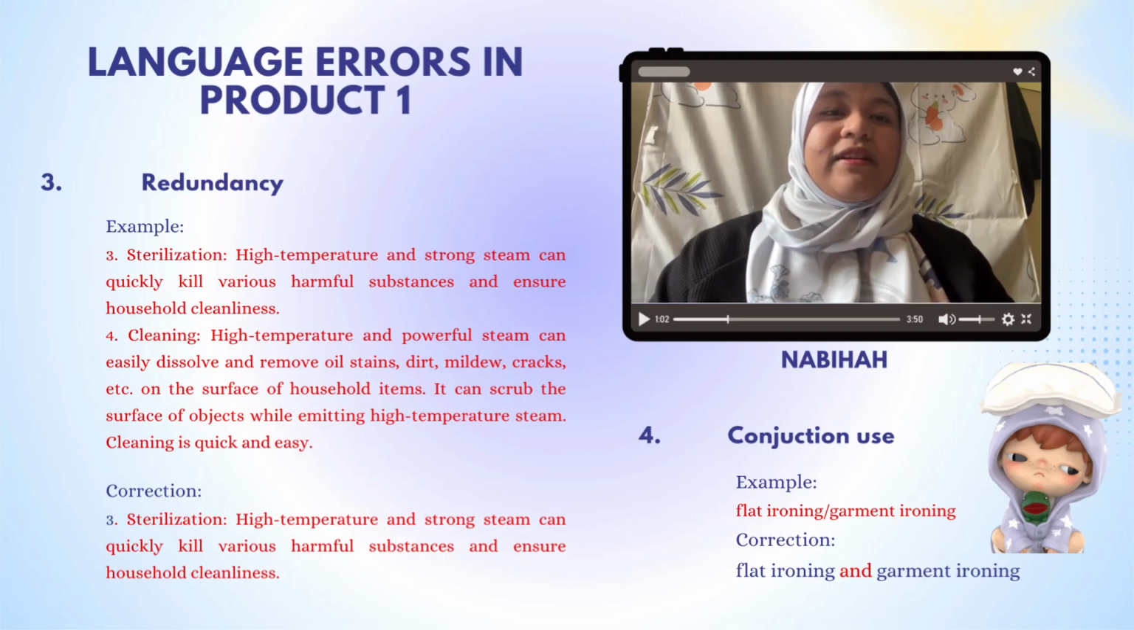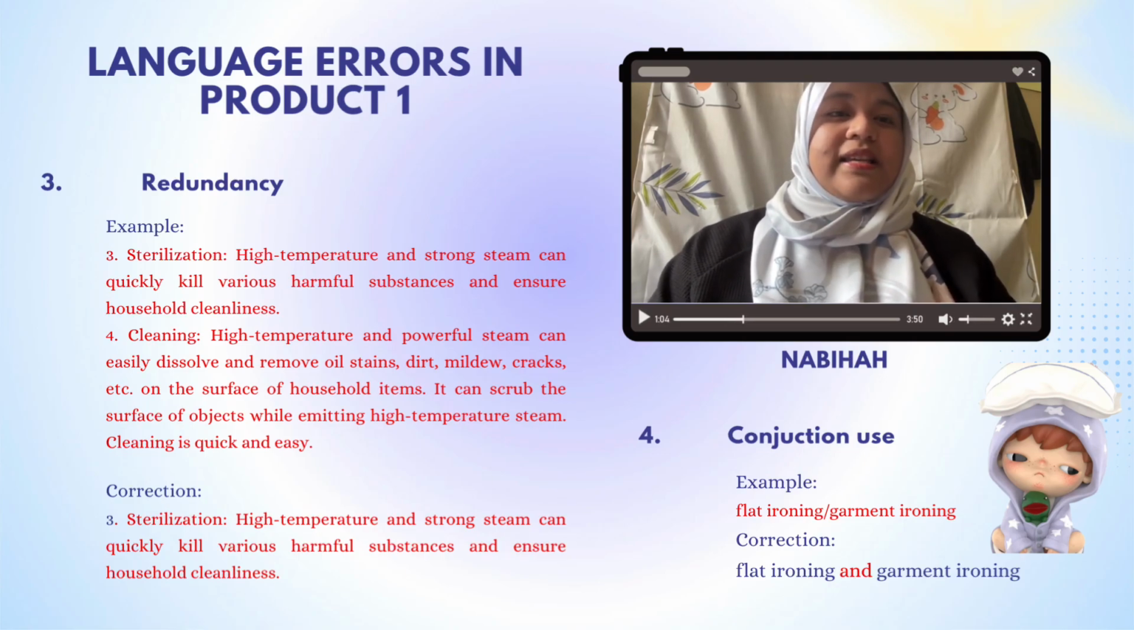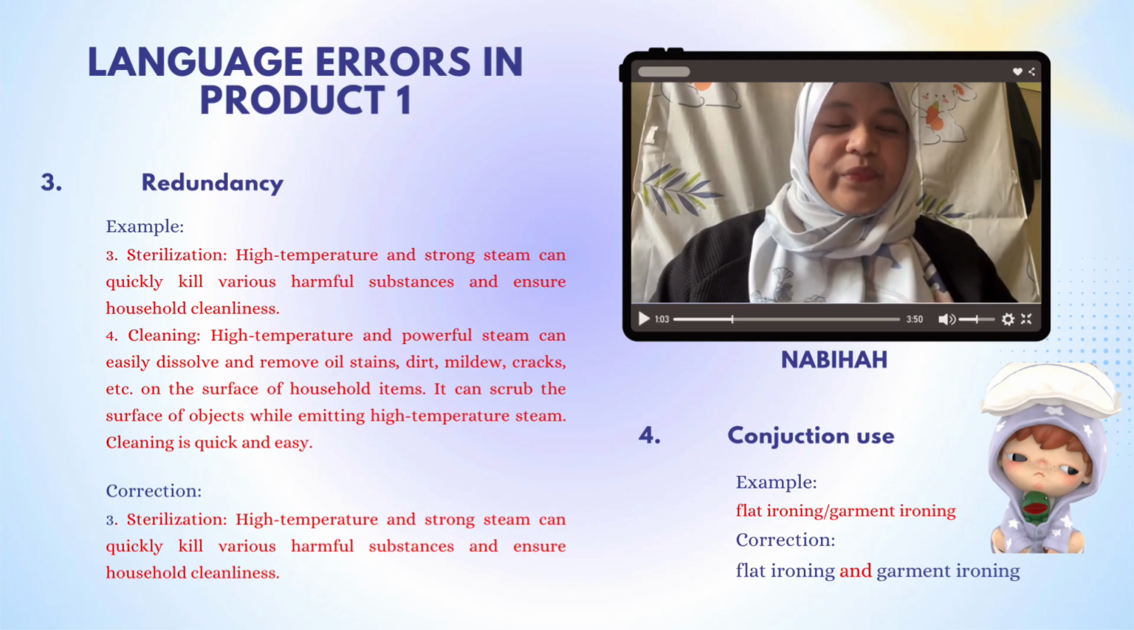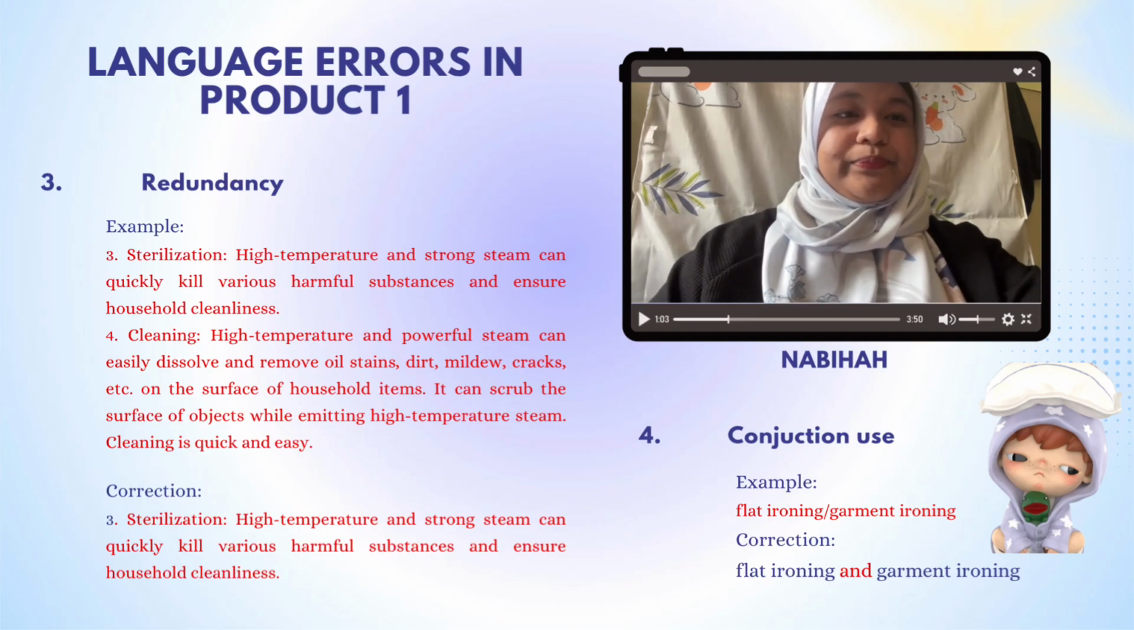So, the next error is related to conjunction use. The example phrase is "the flat ironing / garment ironing." The slash is informal and can cause ambiguity in formal or promotional writing. In standard English, a conjunction such as "and" should be used to clearly link two related items. So, the corrected form is "flat ironing and garment ironing."